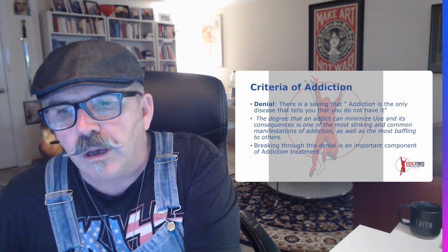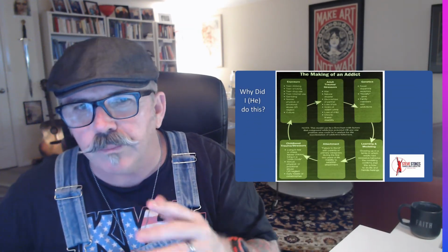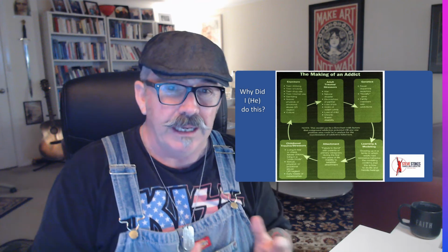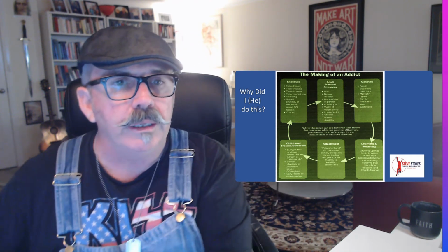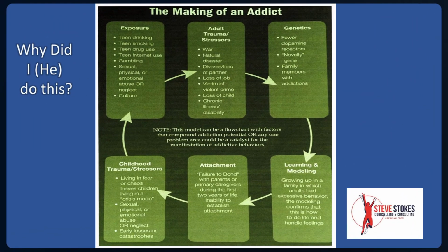Now, this next slide, I'm probably not going to talk through in detail, but the next question after 'am I an addict?' is usually, well, why am I an addict? Where did this come from? I'll probably do a whole YouTube video on this one, but this is a piece from Carnes' Facing Addiction book. He just says, look, this model can be a flow chart with factors that compound addiction potential, or any one problem area could be a catalyst for manifestation of addiction behaviors.